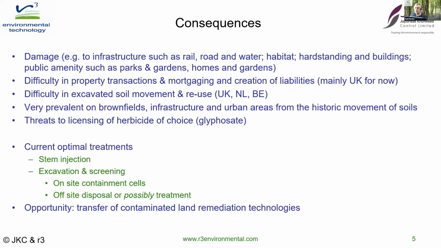The consequences of Japanese knotweed, just to repeat them, is damage to infrastructure, to habitat, and also to public amenity, for example, parks and gardens, homes, and private gardens. In the UK, these difficulties have actually made consequent difficulties in property transactions and mortgaging. So most householders, even private householders, let alone public landowners, find it difficult to finance a house move if they've got Japanese knotweed in their garden or on their property, or if the property they're interested in has Japanese knotweed.